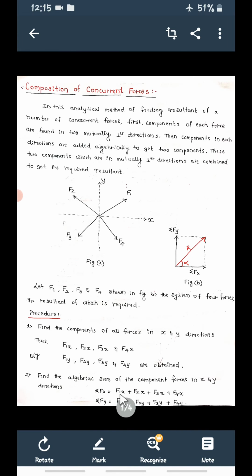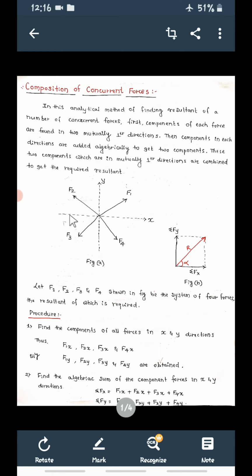Now see, summation Fx, F1x. Make this force horizontal. What is the direction? In this direction, this is positive, so plus F1x. Now resolve this force along x direction. See the direction? It is moving in this direction, so it is minus. If the force is moving in the other direction, it is plus. So plus F1x minus F2x. Make this F3 horizontal, again this is minus F3x. Make this F4 horizontal.